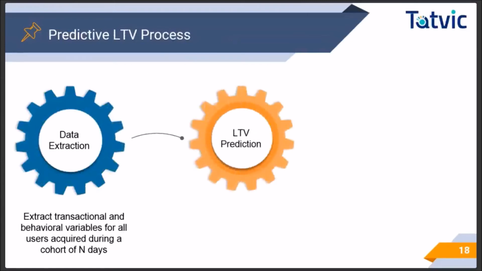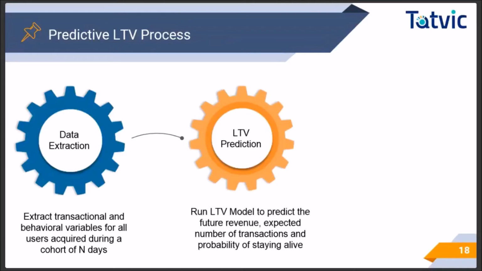So then the major part comes into the picture, where you do your LTV prediction model. Tatvik has a simple LTV prediction model, which you can use for running, and which has a couple of algorithms that provide three kinds of output. The first output is obviously the future revenue, or the LTV. Trust me, if you have profit margins available for your users, then we can give you a more exact amount of LTV. Then the expected number of transactions, obviously we would like to know that, and the probability of staying alive.